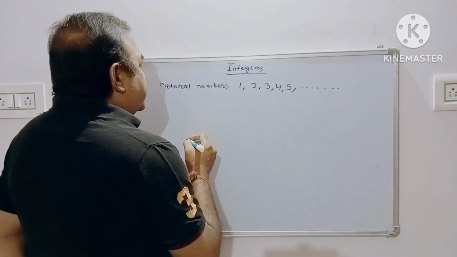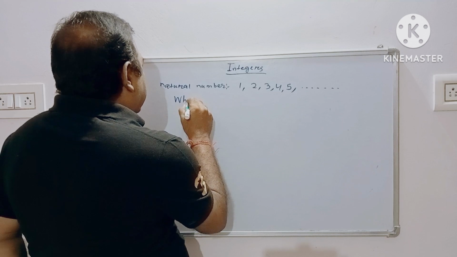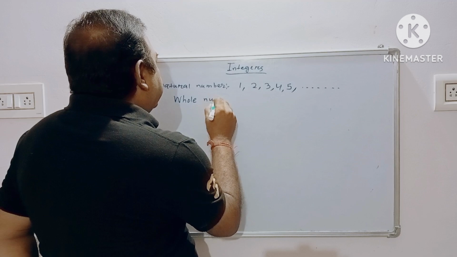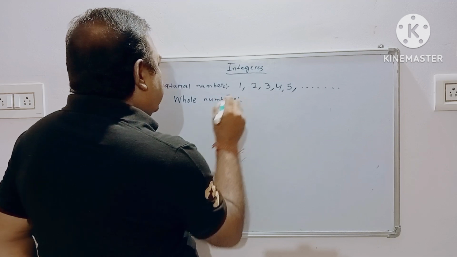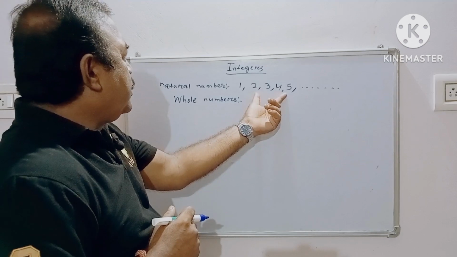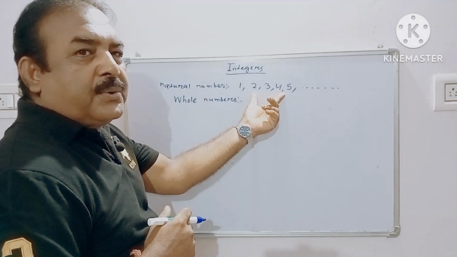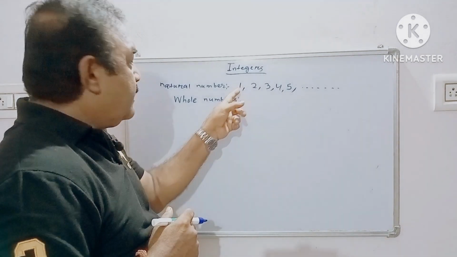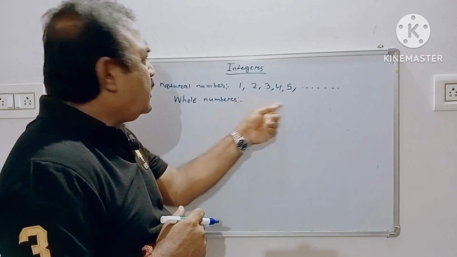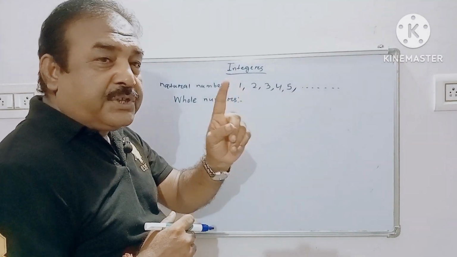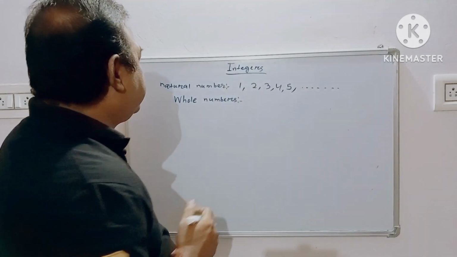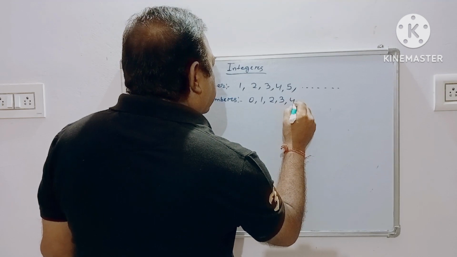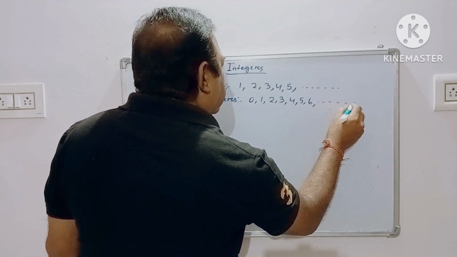Next, we will move to whole numbers. Let us recall, and after that we will move to integers. Whole numbers. You see, there is no 0 in the natural numbers. So the smallest natural number is 1. But in case of whole numbers, all the natural numbers along with 0, we have to take 0. Like this.